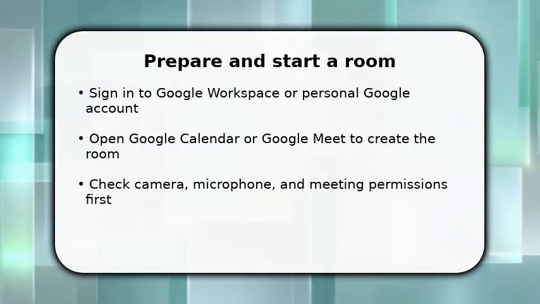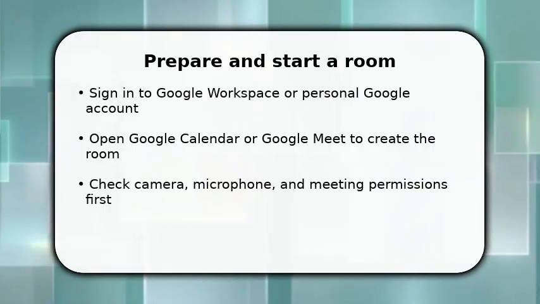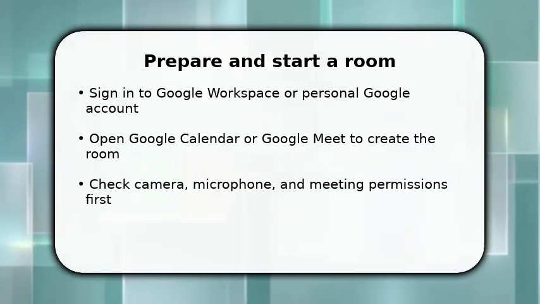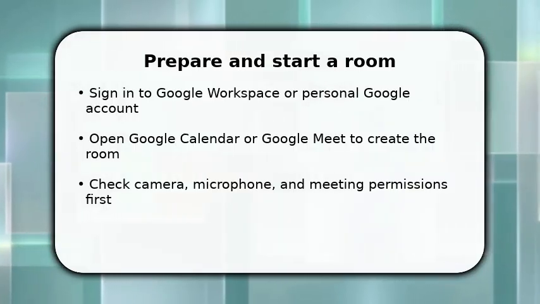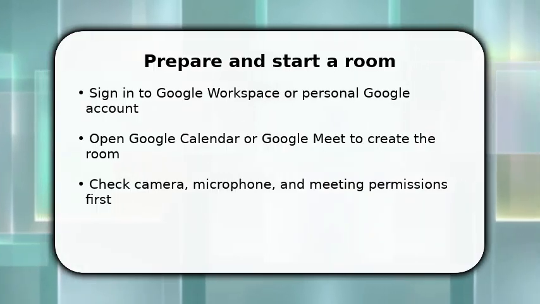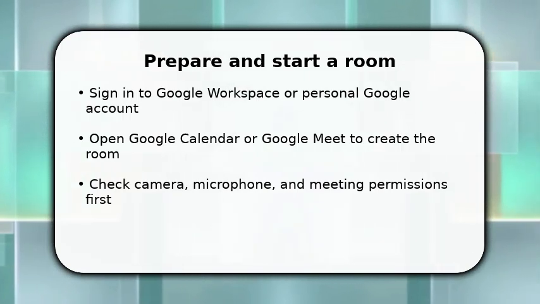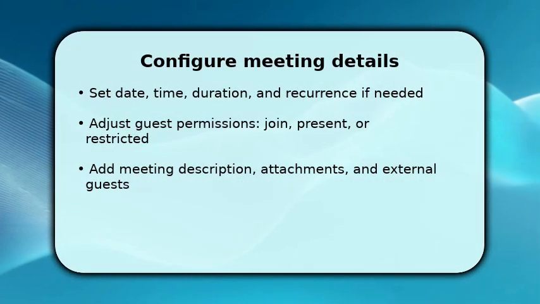Once in Calendar, click Create, add a title and guests, and choose Add Google Meet Conferencing. This generates a meeting link. Make sure to select correct time zone and video options before moving on, because these affect participant links and access immediately. Now you configure the middle steps that determine how the room runs.